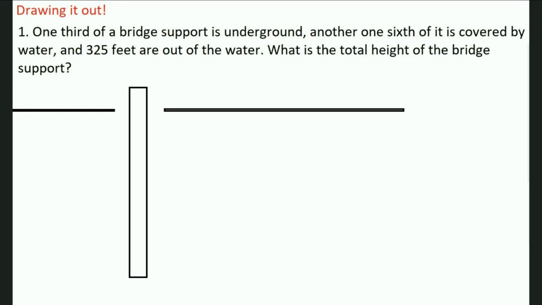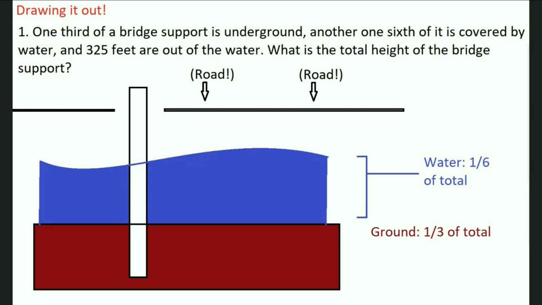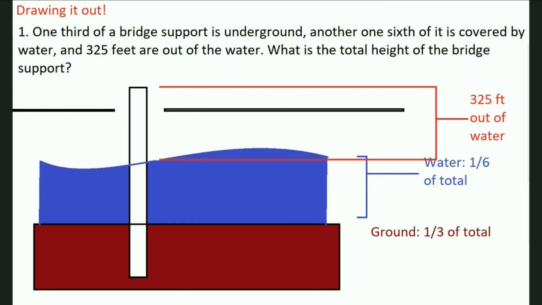So here's our bridge support. This is the ground. This is the water, so this could be the Elizabeth River or the James River, and that part up at the top is the road. Okay, so this is a far off view of what a bridge support actually does look like. All right, so let's take a closer look at this problem. The ground is 1/3 of our total. The water is 1/6 of our total, and we know that there's about 325 feet sitting out of the water. So what's the total height of the bridge?